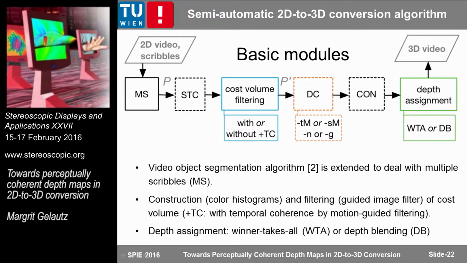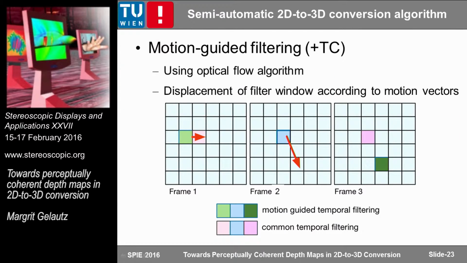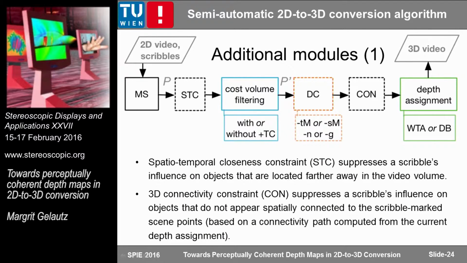And here is one feature that's important to us. It's this temporal coherence block. I'll show on the next slide what we did here, as opposed to conventional stationary filtering where the filter window is centered at the same pixel in consecutive frames. We first do an optical flow computation, and then we use the motion vectors to displace the filter window according to this observed motion. So that's one feature of the algorithm.